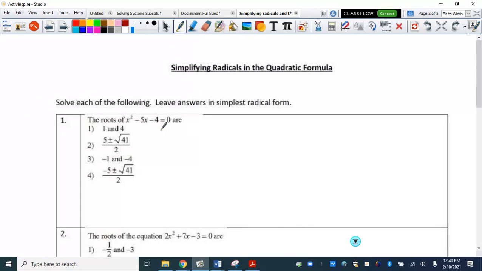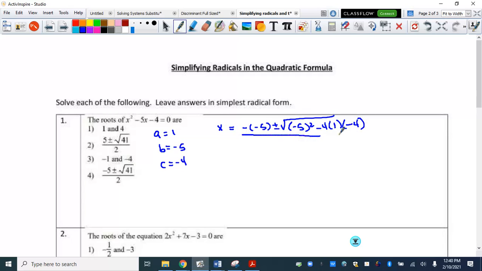Okay. So in this example, I have a equals 1, b equals -5, and c equals -4. I'm going to plug them in. I have -5 plus or minus the square root of -5 squared minus 4 times 1 times -4, all over 2 times 1.